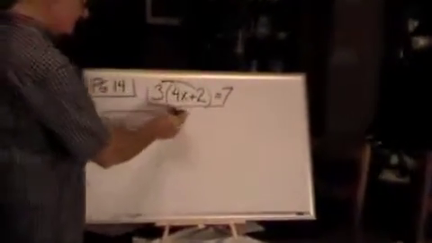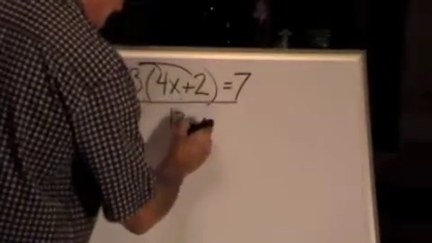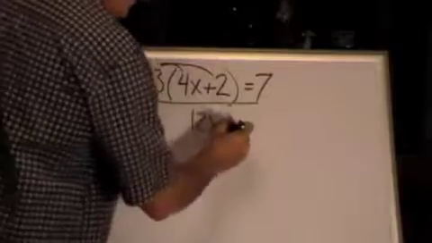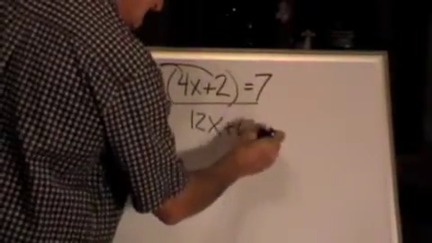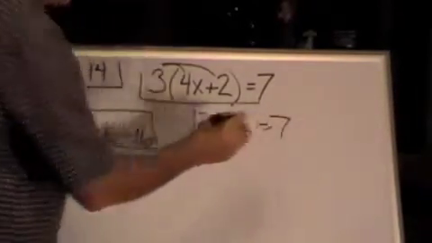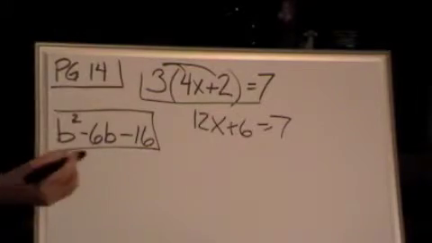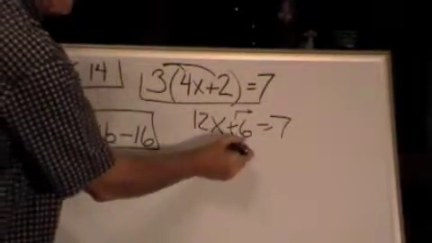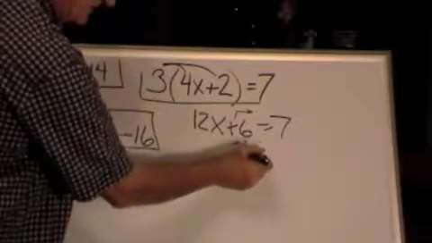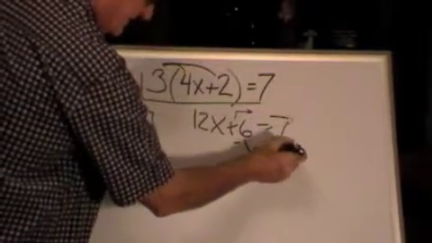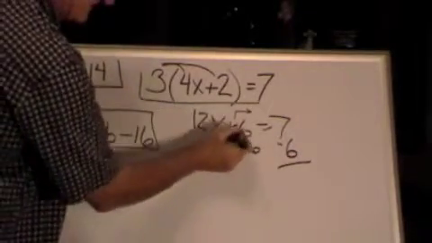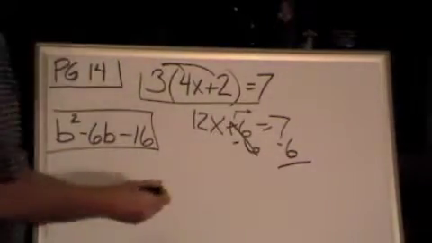Listen, 3 times 4x, that's right, 12x. Plus sign, 3 times a plus 2, plus 6 equals 7. Now my writing's not that great. What do we move? We move that right there. But that's a plus 6. How do we move it? There you go. That means over here, same thing. Plus 6 minus 6, no 6.